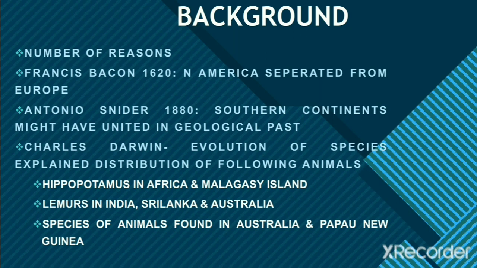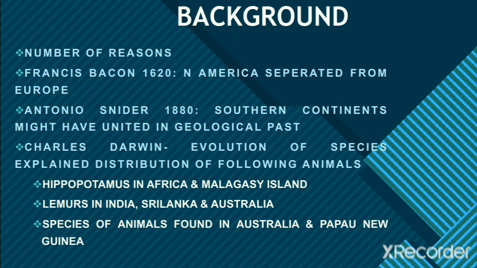In the year 1620, Francis Bacon observed that North America was separated from Europe. In the late 1880s, Antonio Snider indicated that the southern continents of South America, Africa, and Australia might have been united in the geological past. The most important point for the contribution of this theory is with respect to Darwin's contribution.